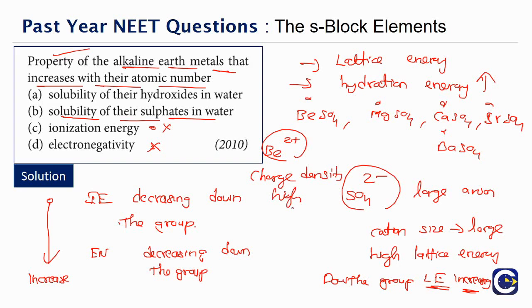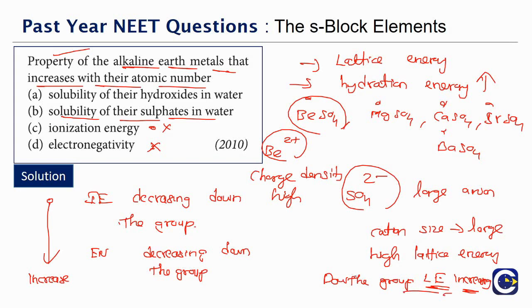So beryllium will be able to attract more layers of water molecules. Means the hydration energy of the beryllium sulfate will be what? High. It will be hydrated more. So the hydration energy will be highest for the beryllium. Look at this. For the beryllium sulfate, the hydration energy is highest. Lattice energy will be least. Why? Because lattice energy is increasing down the group. Which means beryllium sulfate will be more soluble.